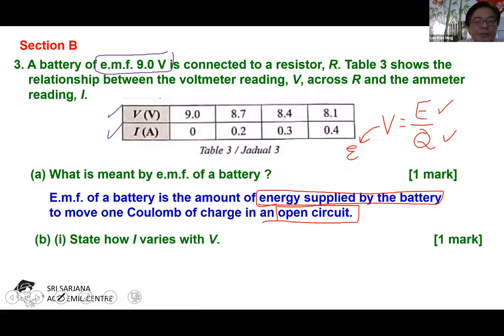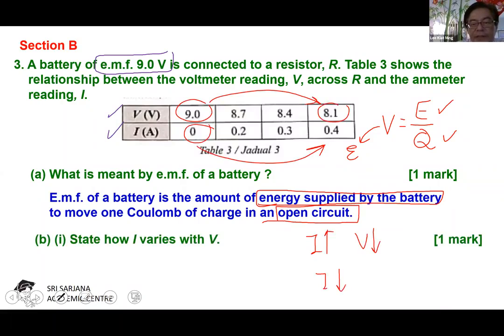So how does I vary with V? You notice that when V goes down, then I goes up. Do you notice that? Faham? That means when your I goes up, V comes down. Or the other way round, I goes down, V will go up. I repeat. Look at the table. Your answer is based on the table.